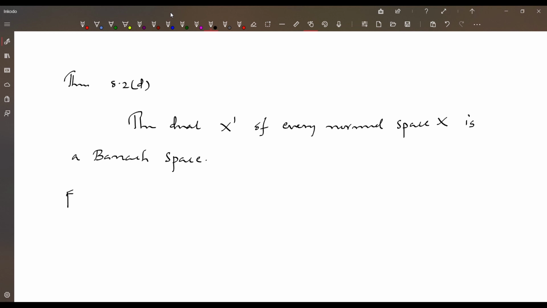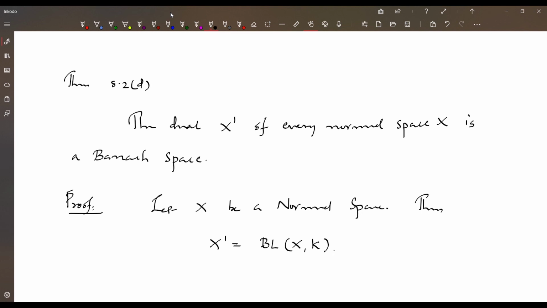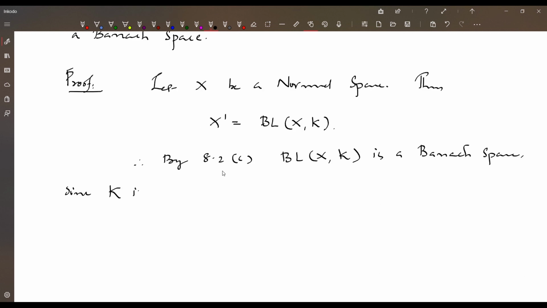Proof. Let X be a normed space. Then X dual is actually BL of X,K. Therefore, by 8.2c, BL of X,K is a Banach space, since K is a Banach space. Therefore, X dual is a Banach space.